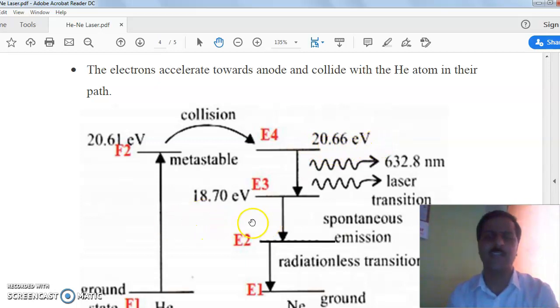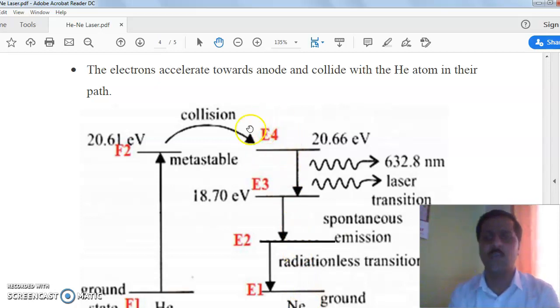So that is the reason why a helium and neon gas mixture is taken. When we compare the energies of the excited states of helium and neon, the helium excited state lies at an energy of 20.61 electron volt, and in neon it is at 20.66 electron volt. That is nearly equal. It is very difficult to excite neon atoms separately, but by this atom-atom inelastic collision, the neon atoms easily excite to the E4 state.